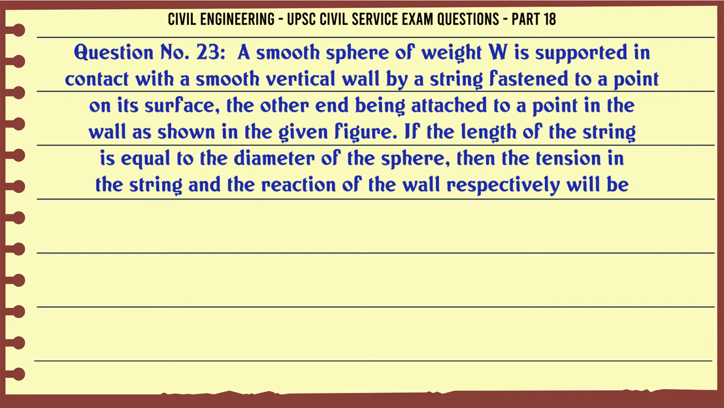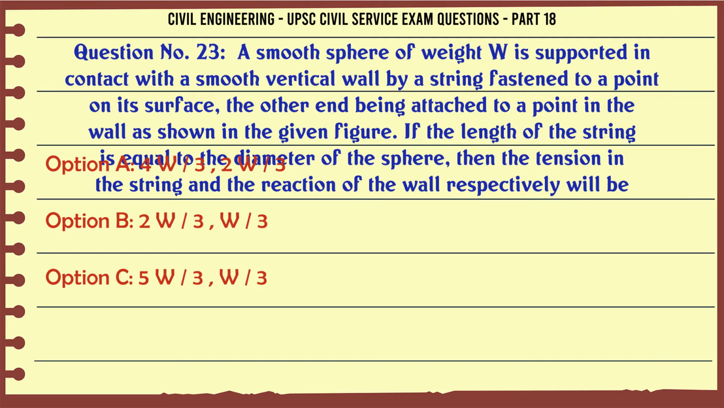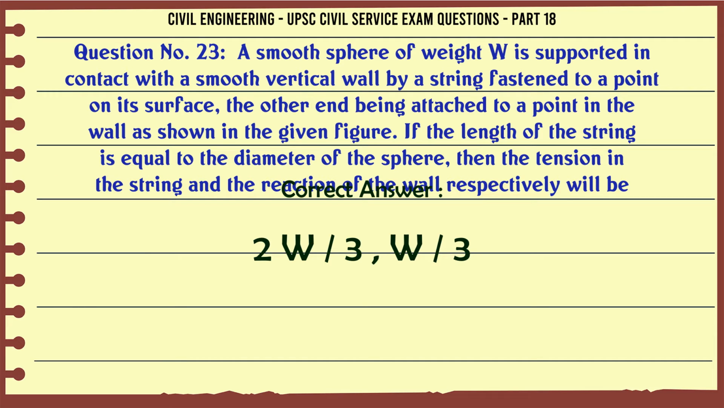A smooth sphere of weight W is supported in contact with a smooth vertical wall by a string fastened to a point on its surface, the other end being attached to a point in the wall as shown in the given figure. If the length of the string is equal to the diameter of the sphere, then the tension in the string and the reaction of the wall respectively will be A. 4W/3, 2W/3, B. 2W/√3, W/√3, C. 5W/3, W/3, D. 3W/3, W/3. The correct answer is 2W/√3, W/√3.